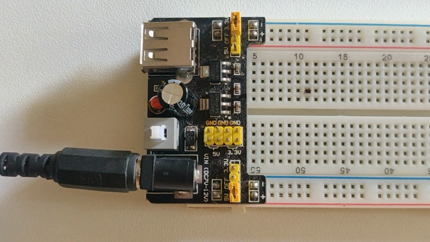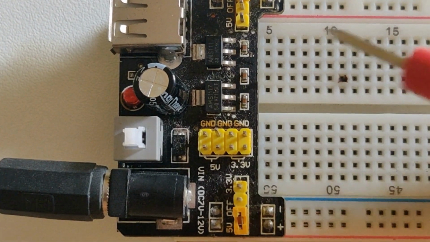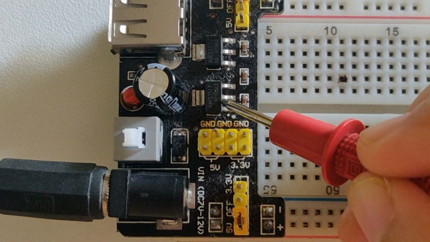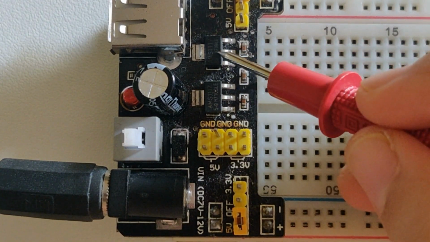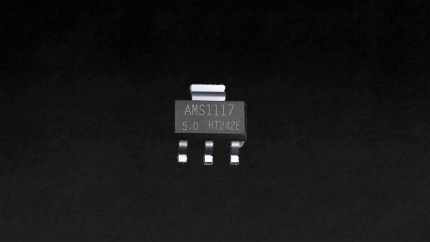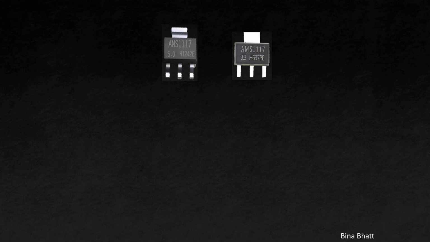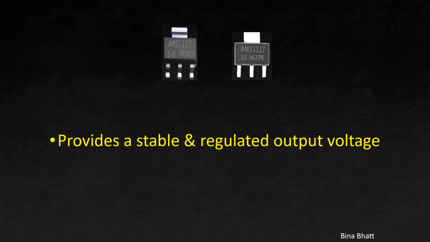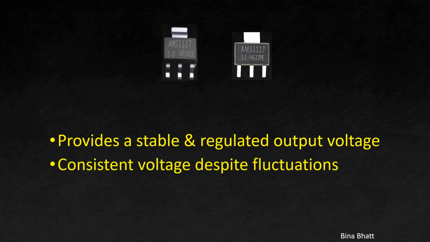Now, on taking a closer look, we are seeing two voltage regulators over here. So there is a voltage regulator for 3.3 volts and the other one is for 5 volts. So the voltage regulator is responsible for providing a stable and regulated output voltage. So basically, they help in maintaining a consistent voltage level in spite of changes in input voltage or load conditions.